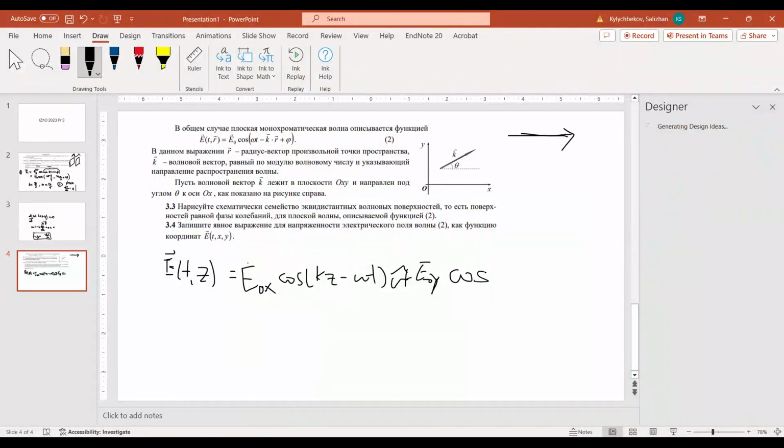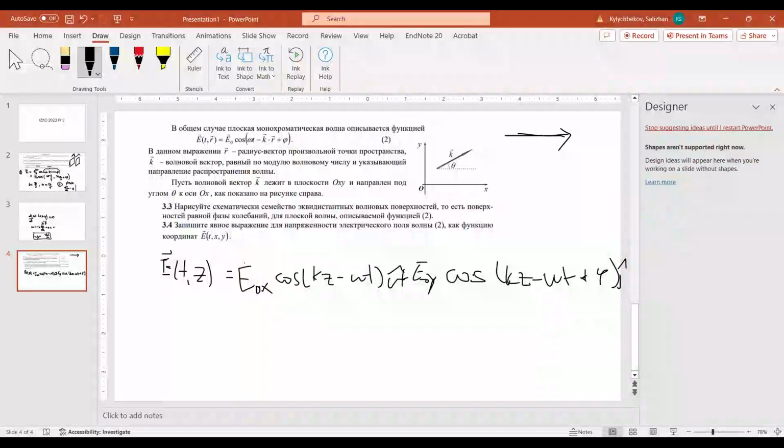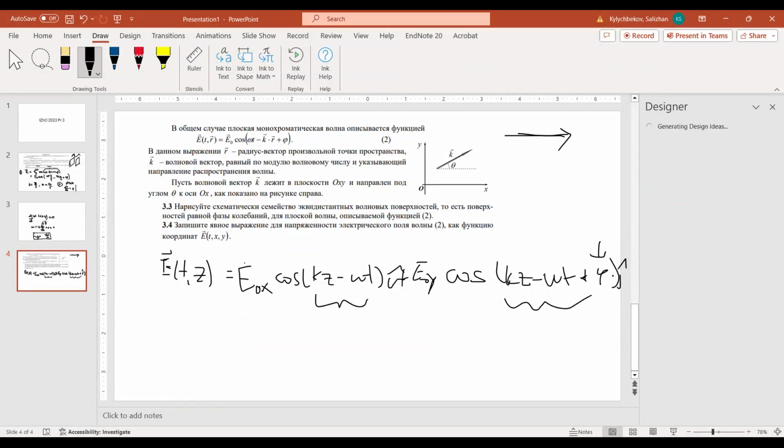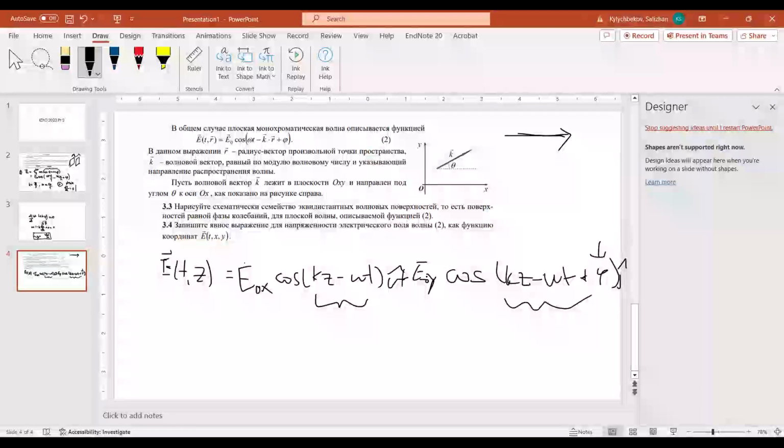cosine(kz minus omega t plus random phase) j-hat, do you remember from earlier? So propagation was in the z direction. And this extra phase basically defined the polarization, right? If phi was pi over 2, it was circularly polarized. If phi was a random number, it was elliptically polarized. If amplitudes were different, does that matter? No, it doesn't matter.